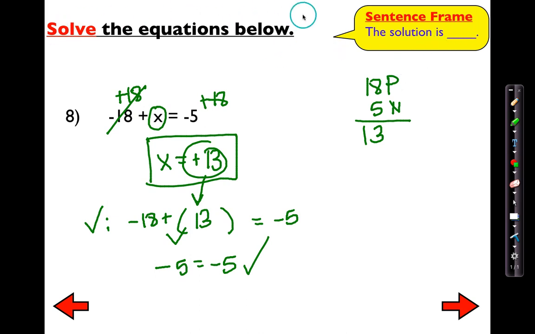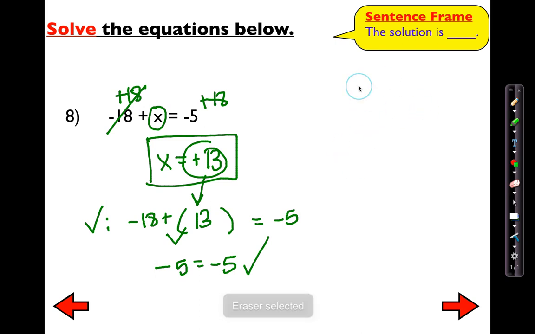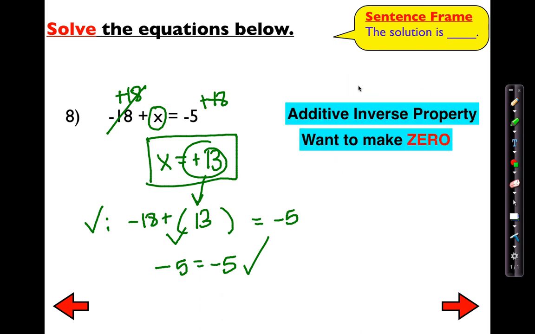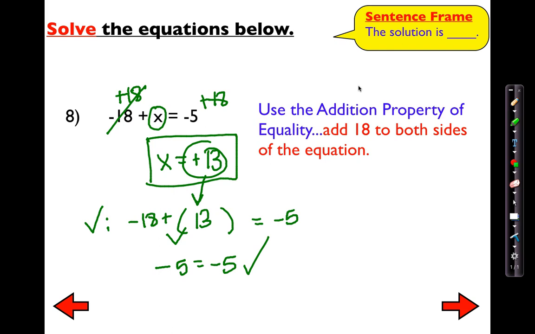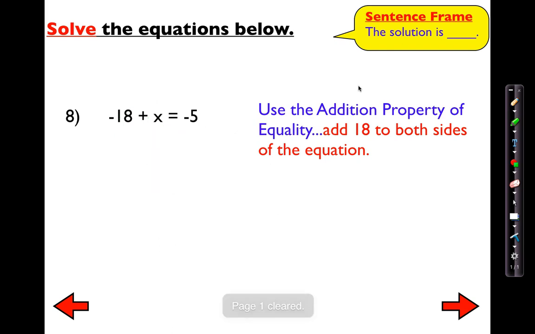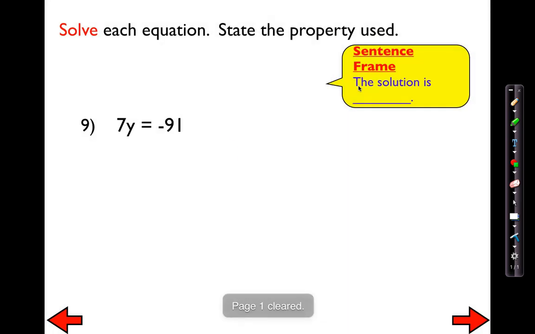Now I know it isn't stated in here, but let's go ahead and practice. If we were asked to state the property used, what would it be? Well, since we added 18 to both sides, I would say that we apply the additive inverse property, or you can say the addition property of equality, since we added 18 to both sides. Let's go ahead and pause the video and try number 9 by yourself.